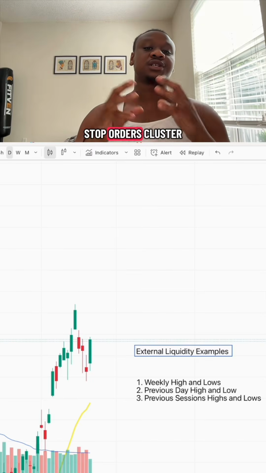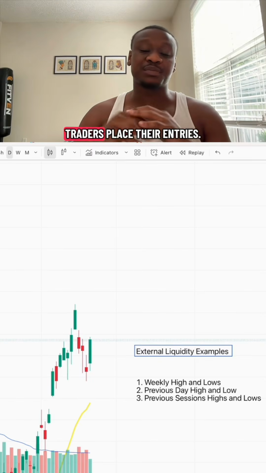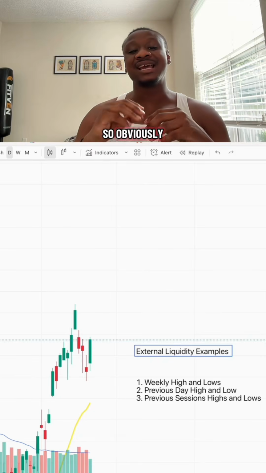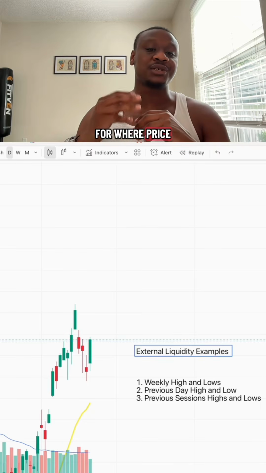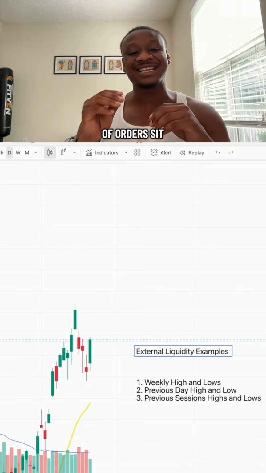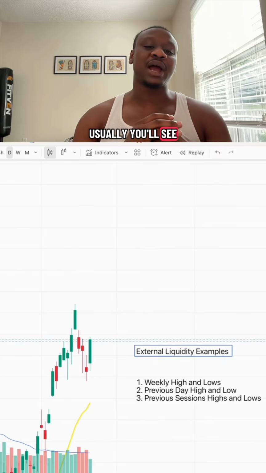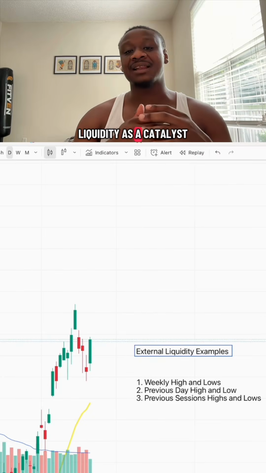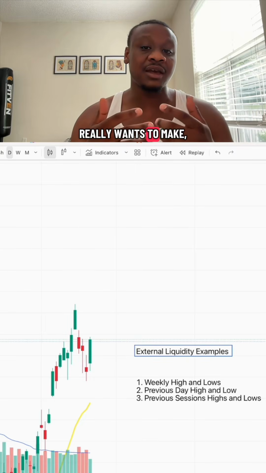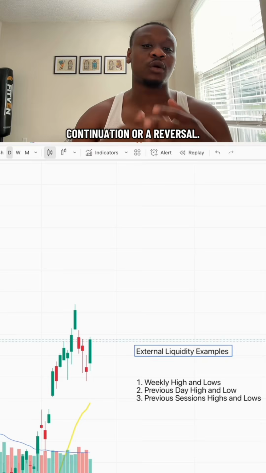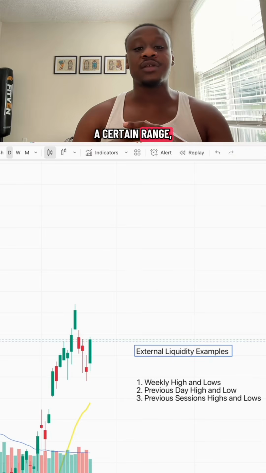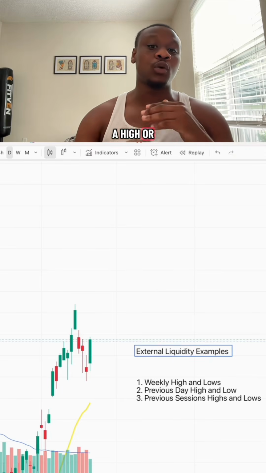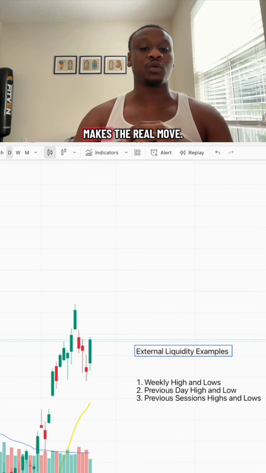This is where stop orders cluster or where breakout traders place their entries. So obviously, these swing highs and swing lows are focal points for where price wants to go because a lot of orders sit at these areas. Usually you'll see price use external liquidity as a catalyst to make the move that it really wants to make, whether it's a continuation or a reversal. So you'll see price extend past a certain range, whether it's above a high or below a low, and then it makes the real move.